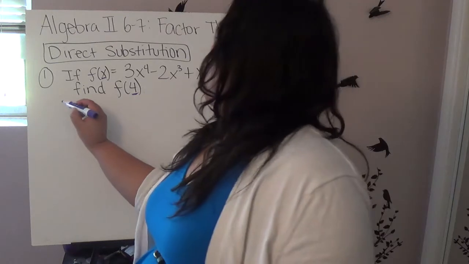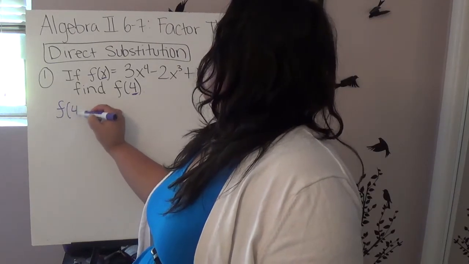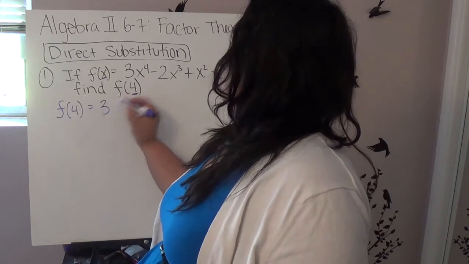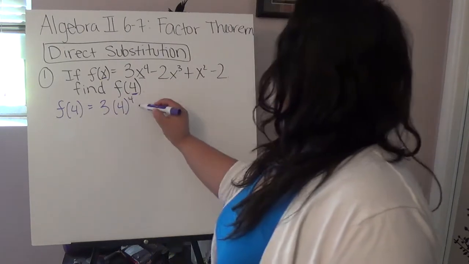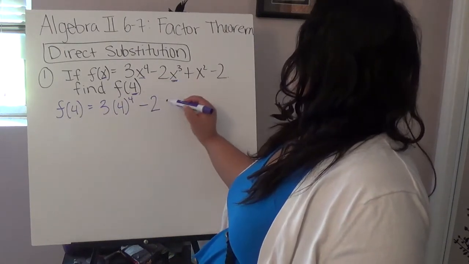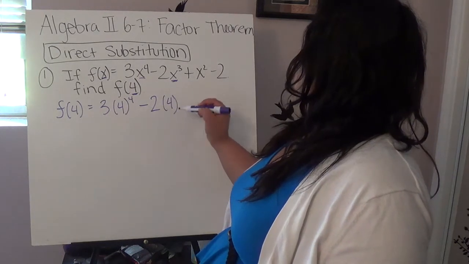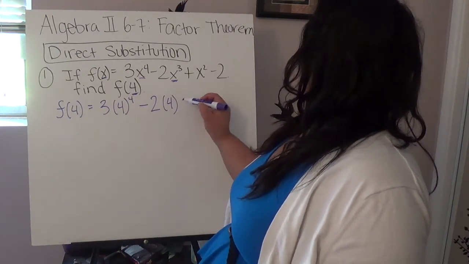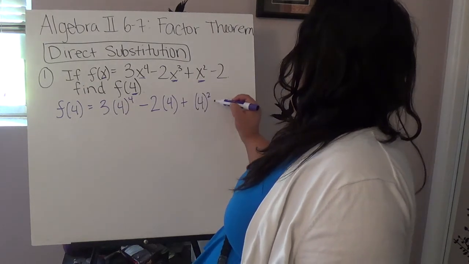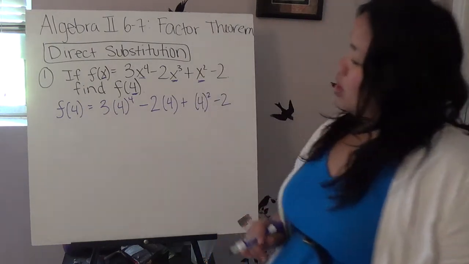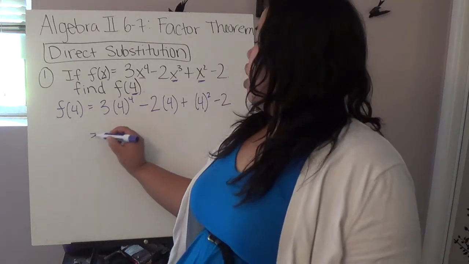So my f of 4 looks like this. 3, here's an x, so I'm going to put 4 to the 4th, minus 2, here's another x, 4 to the 4th, plus, this is another x, 4 squared minus 2. And once I plug that in, I can just go ahead and do the math.